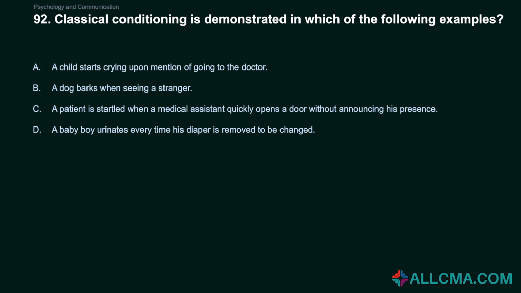92. Classical conditioning is demonstrated in which of the following examples? A. A child starts crying upon mention of going to the doctor. B. A dog barks when seeing a stranger. C.